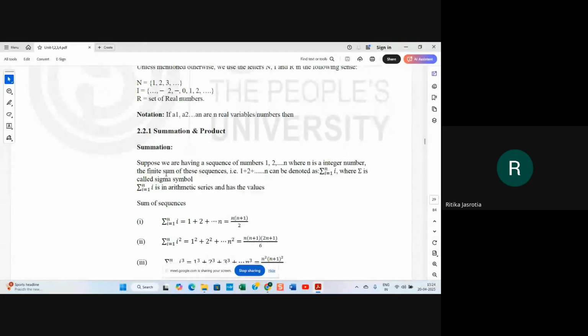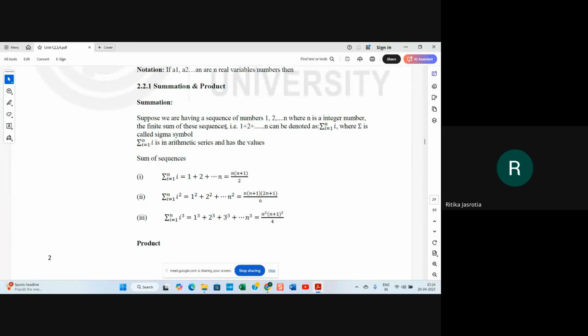Then summation and product. Suppose we have a sequence of numbers from 1 to n, where n is an integer. The finite sum of this sequence, 1 plus 2 plus up to n, we write with sigma, i equal to 1 to n, of i. That equals 1 plus 2 plus up to n, which is equal to n into n plus 1 by 2, right? This is the arithmetic series they are talking about.